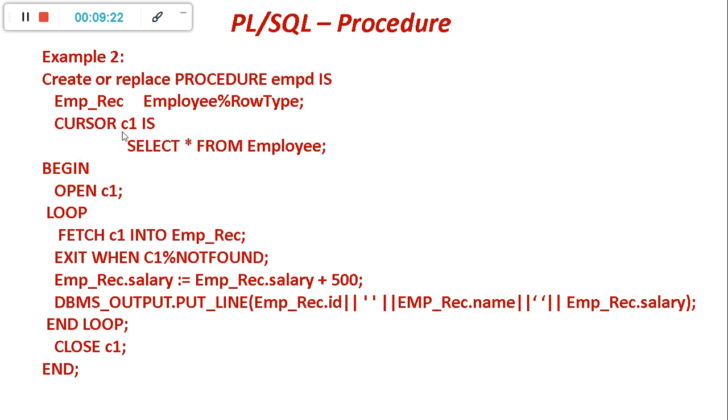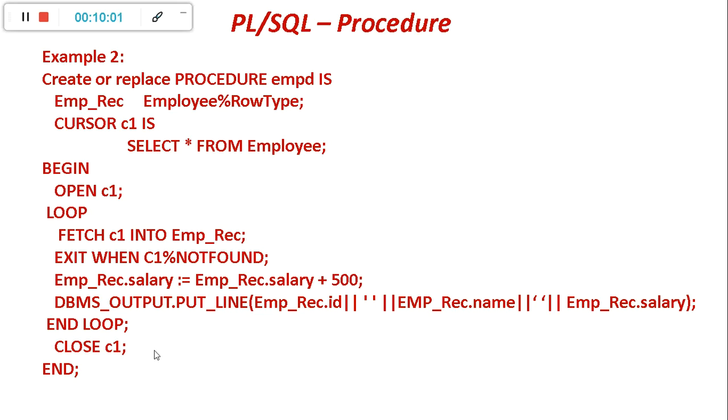and we are using a cursor. Cursor C1 is select star from employee. It will select or fetch all the rows from the employee table. Open the cursor and we are using the loop to display all the rows from the table employee. So fetch C1 into EMPREC. Exit when C1%NOTFOUND. When no records are found, then it will exit. And then we are increasing the salary value by 500 rupees, and then display the details of each and every employee, end the loop.